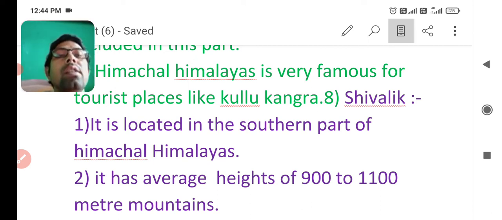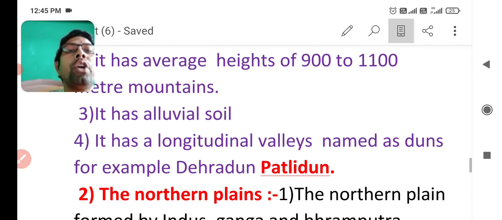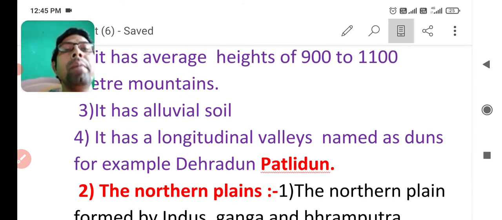And the next is Shivalik. Shivalik is the southernmost part of Himalayas. And the first point is, it is located in the southern part of Himachal Himalayas. And it has mountains of average heights of 900 to 1100 meters. And it has alluvial soil. And it has longitudinal valleys named as dunes.